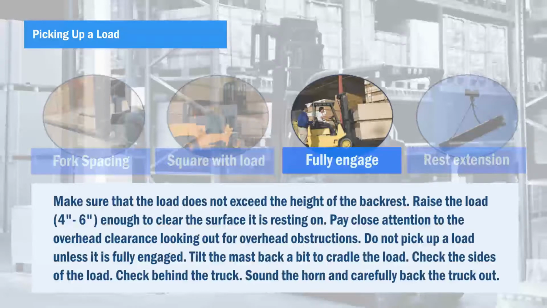Raise the load 4 to 6 inches, enough to clear the surface it is resting on. Pay close attention to the overhead clearance, looking out for overhead obstructions. Do not pick up a load unless it is fully engaged. Tilt the mast back a bit to cradle the load. Check the sides of the load. Check behind the truck. Sound the horn and carefully back the truck out.